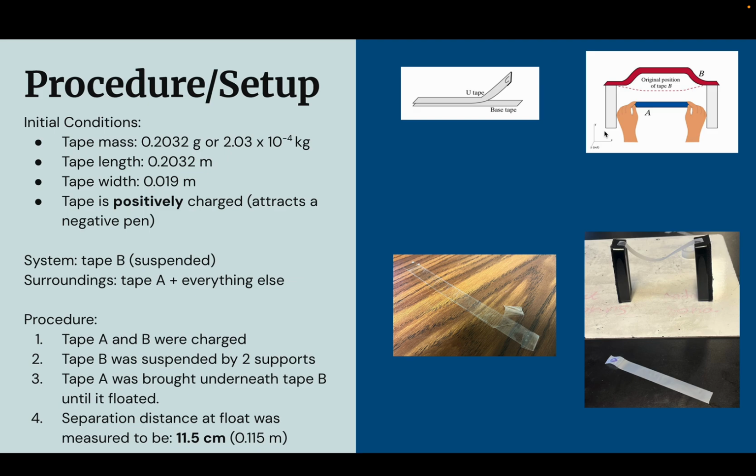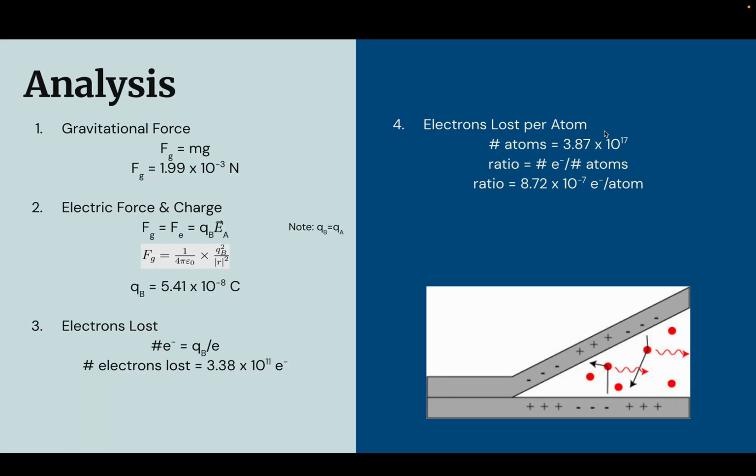The procedure is that tape A and B were charged, tape B was suspended, while tape A was brought underneath tape B until tape B floated. For our analysis, the first step is to find the gravitational force, which was found to be about 2 times 10 to the negative 3rd newtons.